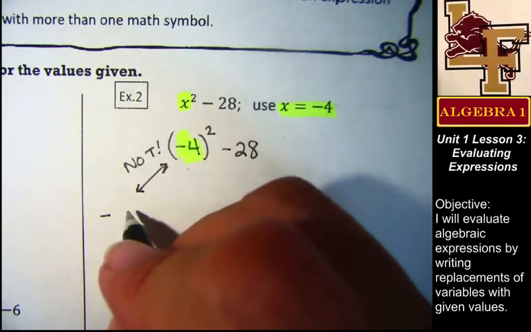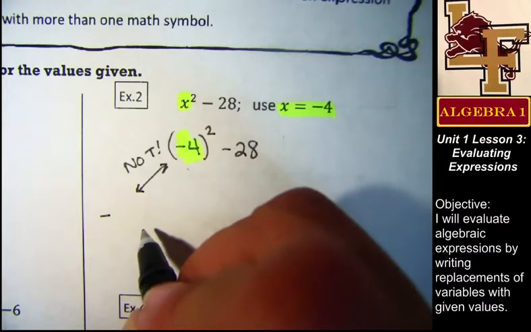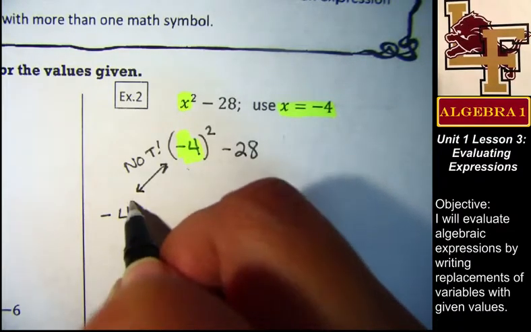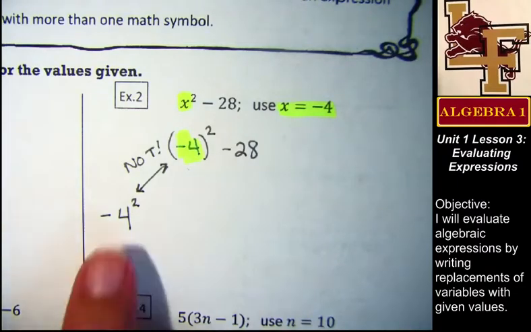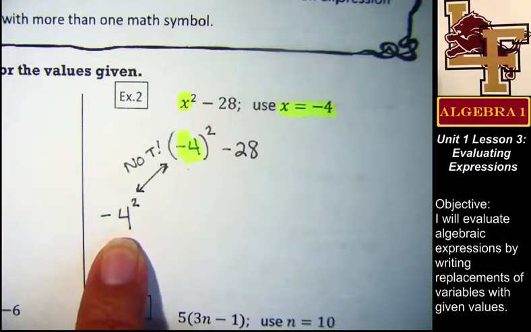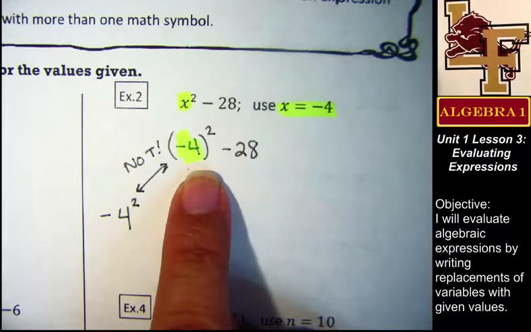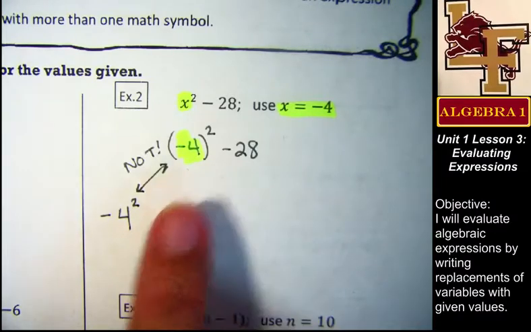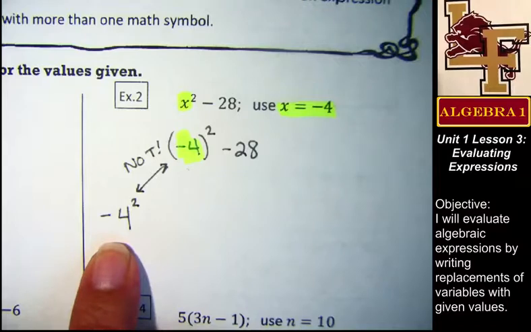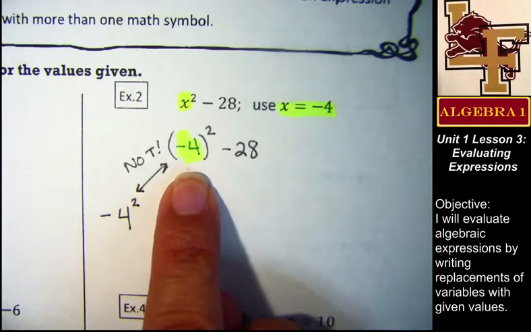I know you guys know what it is. I just have to get this reading thing going. It does not say this. This is read negative 4 squared. Listen to the difference. Do you hear the difference? I'm going to say it again. This one. Negative 4 squared. This one. Negative 4 squared. Okay, do you hear the pause?